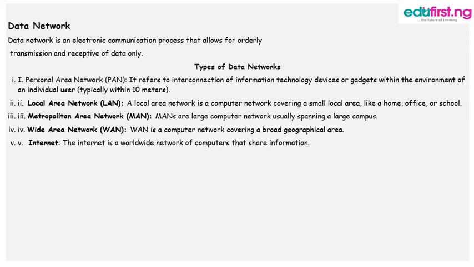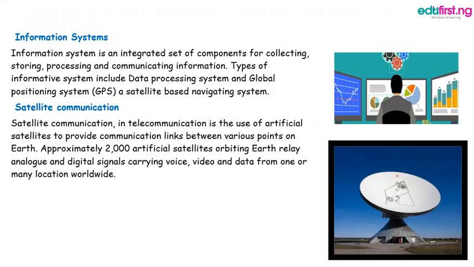Data network is an electronic communication process that allows for orderly transmission and reception of what? Data only. And there are five types of data network. The PAN, that is a personal area network. We have the LAN, local area network. We have the MAN, that is metropolitan area network. We have the WAN, which is wide area network. And the last one is the internet. You need to know all the type of data network. Then we'll go straight to number four, which is information system.